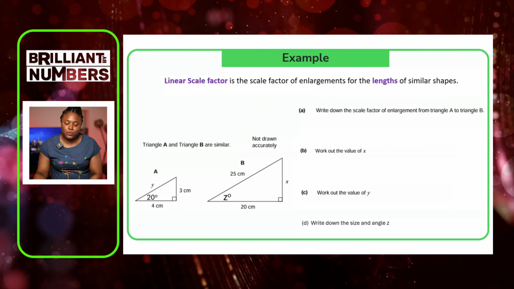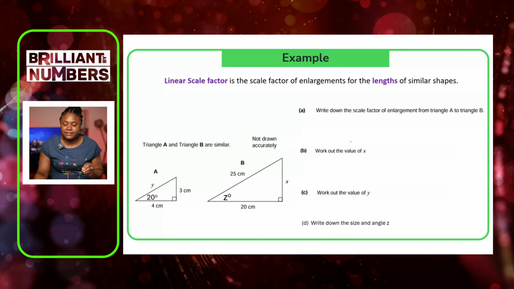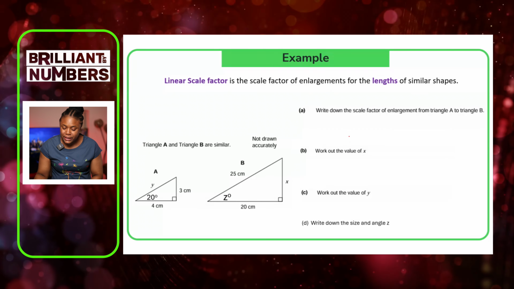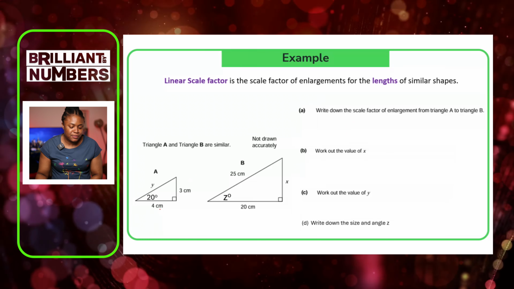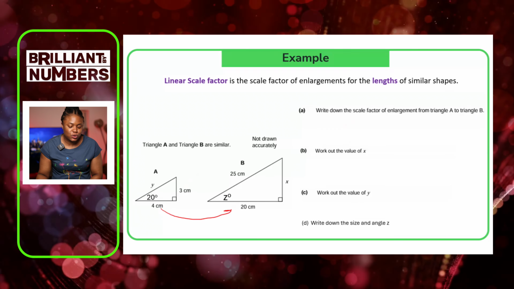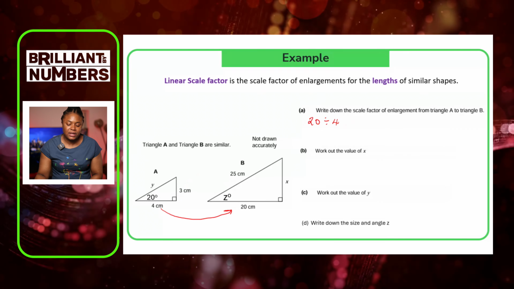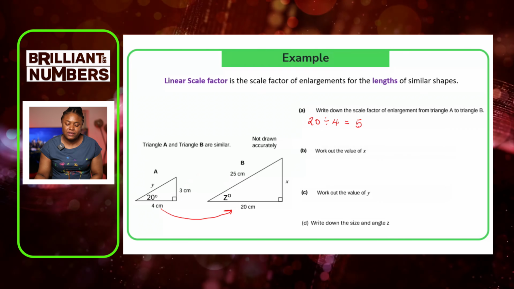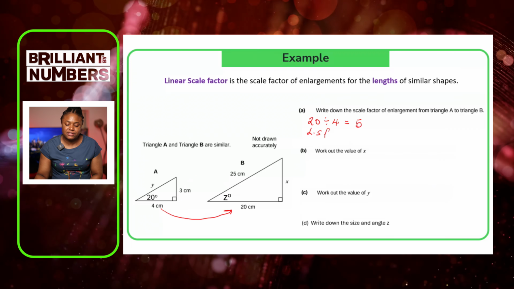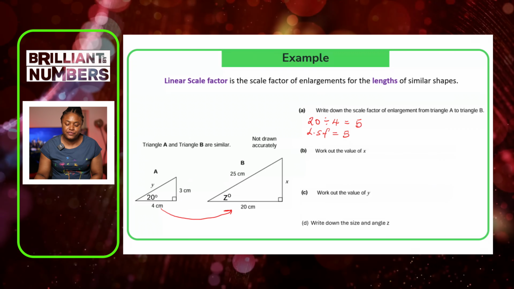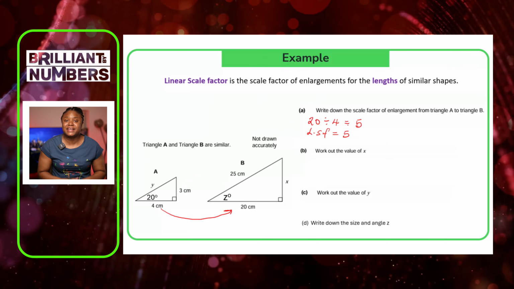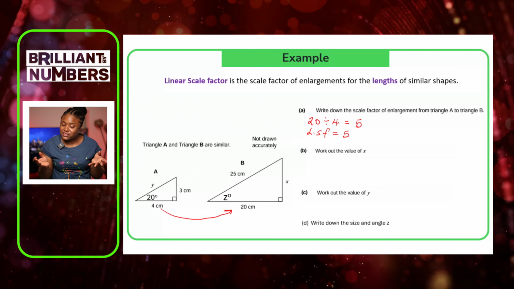So first step, whether or not the question asks us, we have to find out the scale factor always. So scale factor, something times by 4 makes 20. I'm just going to do 20 divided by 4, and that's equal to 5. So the linear scale factor is equal to 5. Now that we've got that, we can find anything else the question asks us to do.